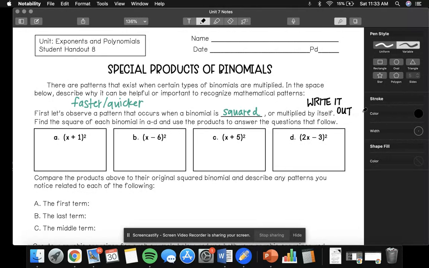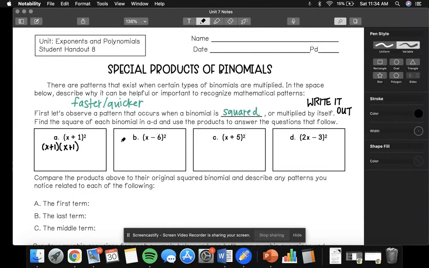Again, I don't love patterns because we think we can do it really quickly and easily, but we have to know, like for this problem, x plus 1 is being squared, which means I'm writing x plus 1 out 2 times. This binomial is being multiplied by itself 2 times. That's what the square means.